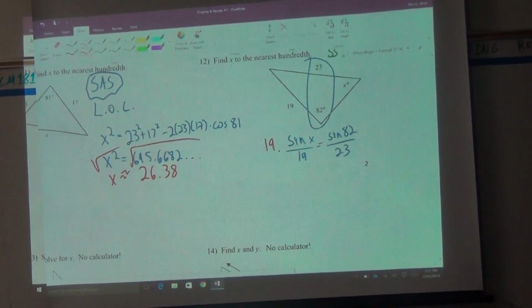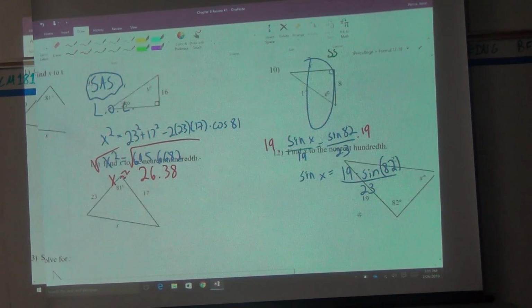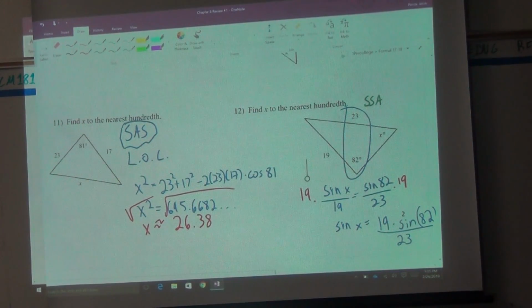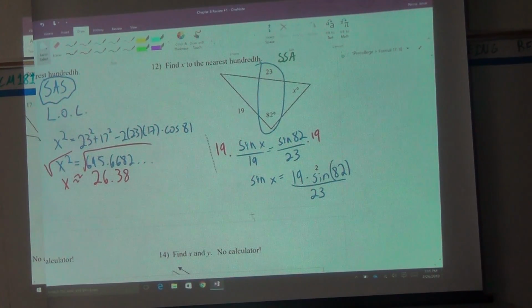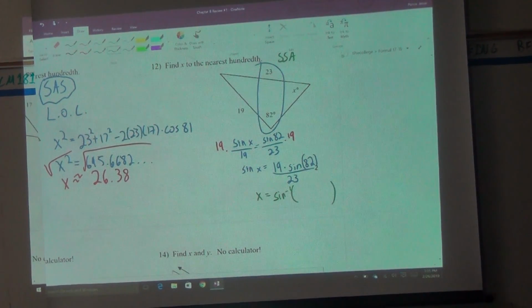Get rid of this 19, and we'll have that the sine of x equals 19 times the sine of 82 over 23. To isolate x, we're going to need to take the sine inverse of both sides. So x is going to be the sine inverse of this number that we have here.